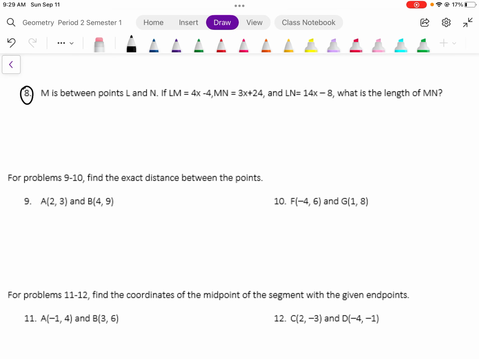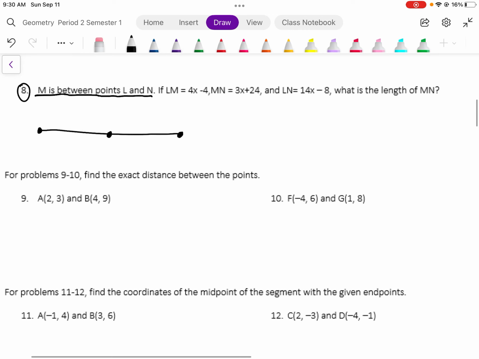For number 8, this one you are going to want to draw a picture because they don't give you one. And in this one, they said M is between points L and N. So the first thing you're going to want to do is draw that visual. We can do a segment, and it says M is in the middle. L and N can go on either side, doesn't matter.